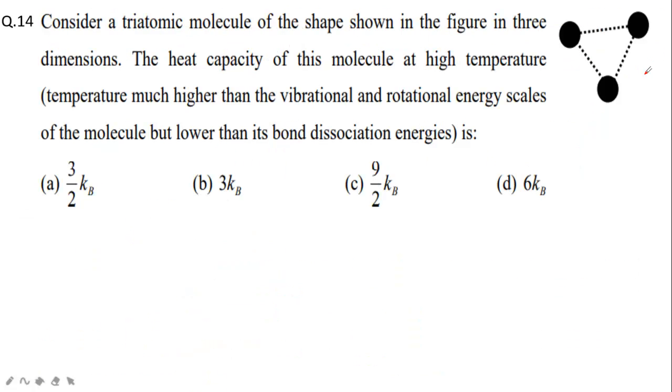Question number 14. This one is a tricky question. Let's read it out first. Consider a triatomic molecule of the shape shown in the figure in 3 dimensions. You can see the shape here. This is the shape in 3 dimensions. The heat capacity of this molecule at high temperature is. We have to calculate the heat capacity of this molecule at high temperature.